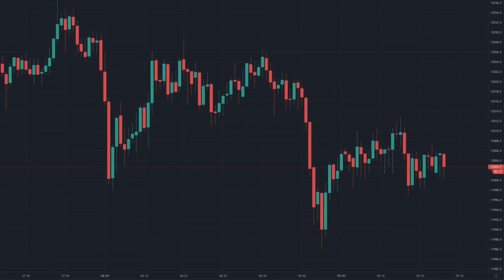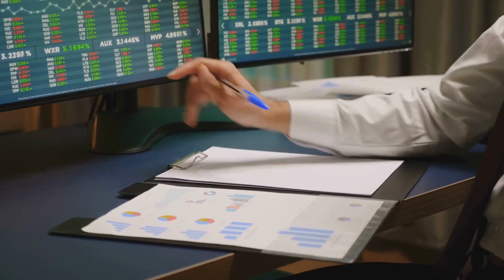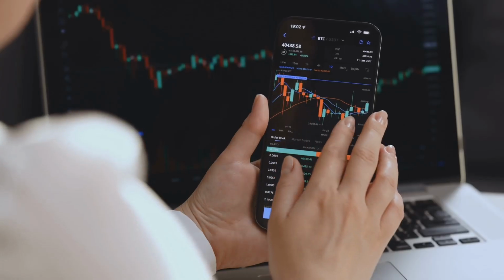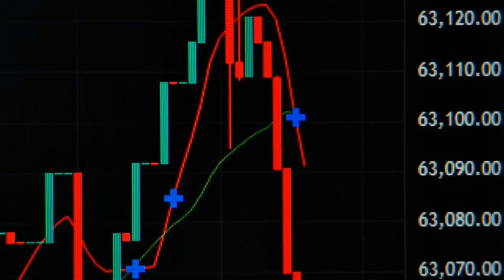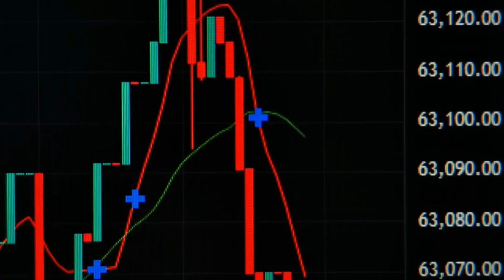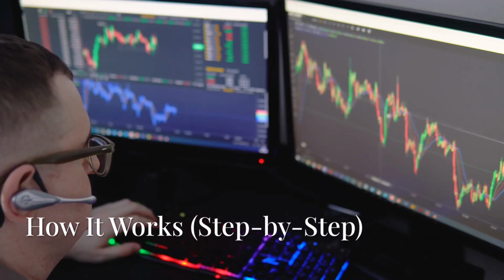Why use it? Well, it helps avoid trading against major trends. You get higher probability entries and you can time your trades with confirmation across timeframes. Plus, you'll spot major support and resistance levels before entering.